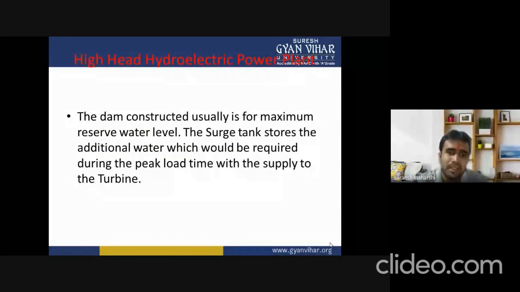The dam is constructed for the maximum reservoir water level, and a surge tank is used. Here the penstock is connected to the dam in the upper part of the reservoir, so it is called a high head hydroelectric power plant, which is the part of the availability of the water head.